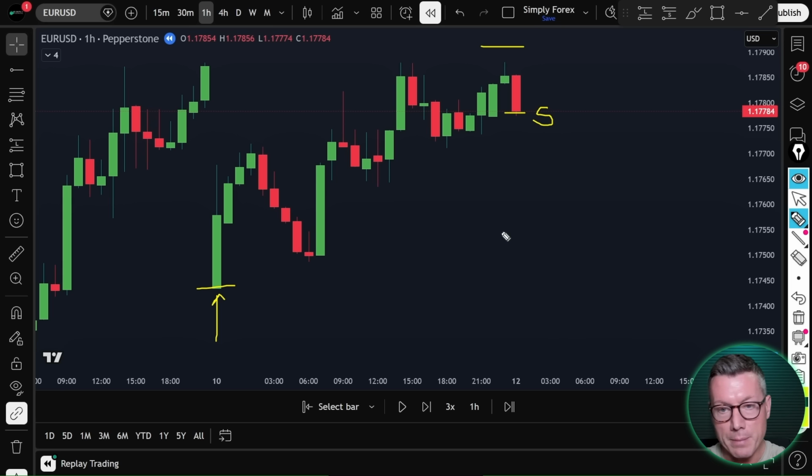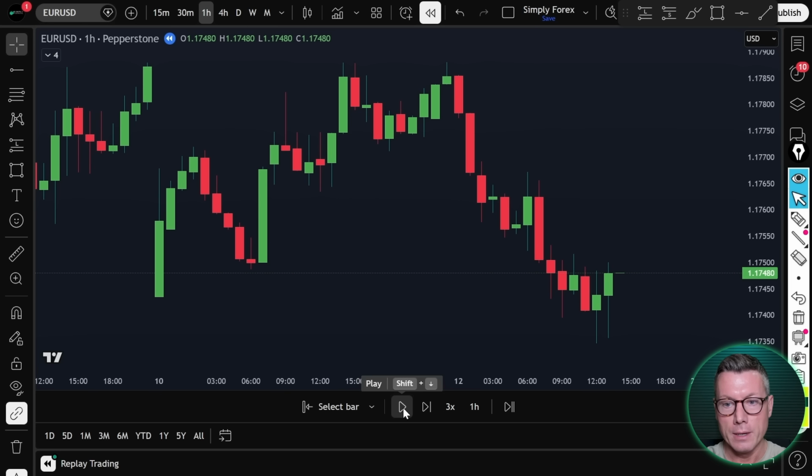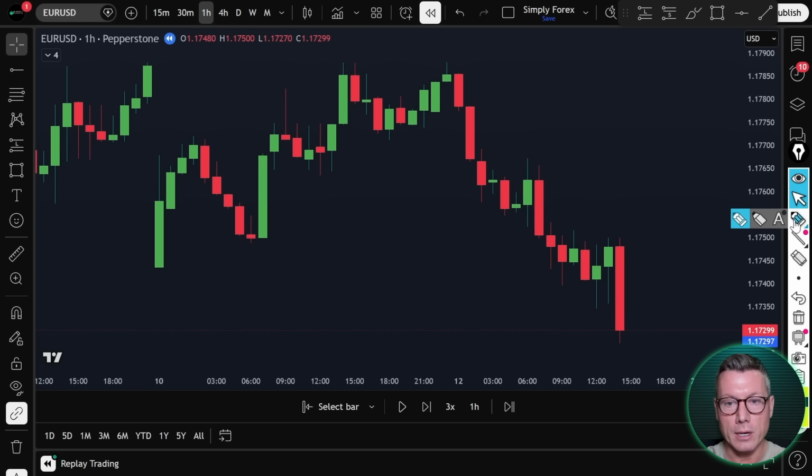So again, remember, we don't control the risk to reward. Price is going to do that for us. But this is obviously a very healthy risk to reward. Again, if we play this along, you can see price comes down pretty sharpish, but again, guys, we hit target.